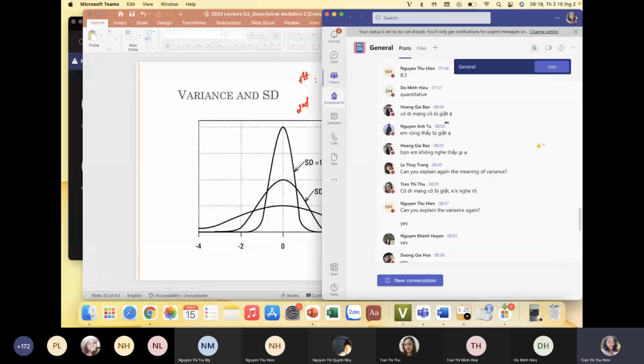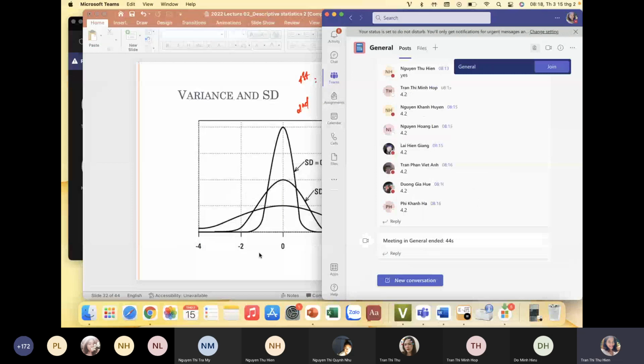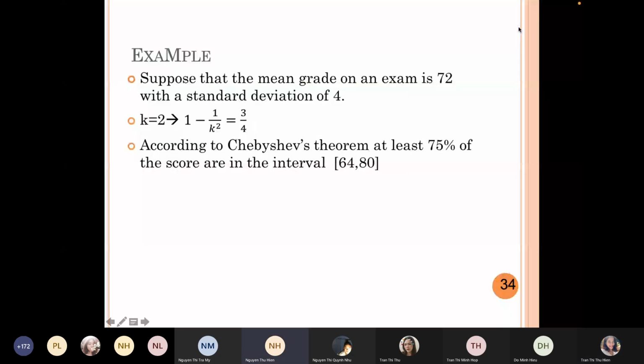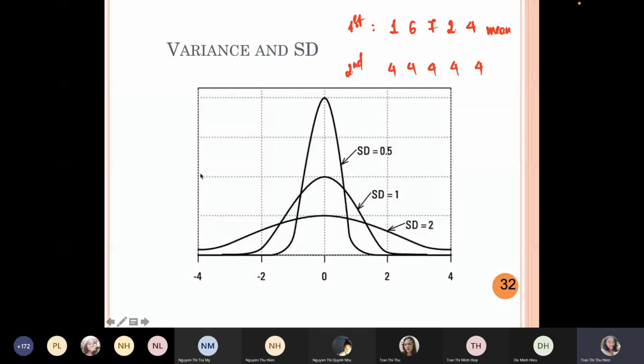Okay, so can you help me to find the mean for the first group? The mean for the first group is 4. And the mean for the second group? 4 too. Right. What about the range for the first group?